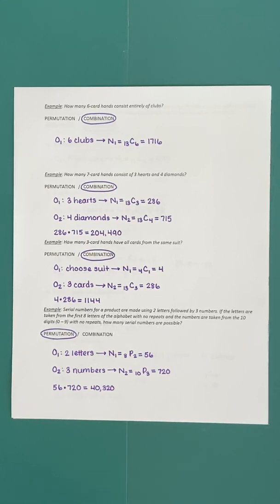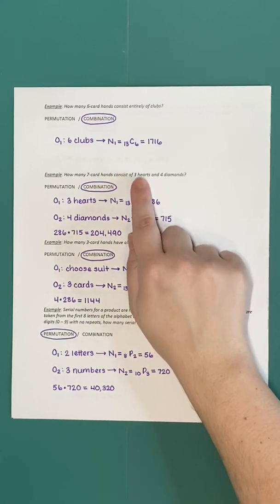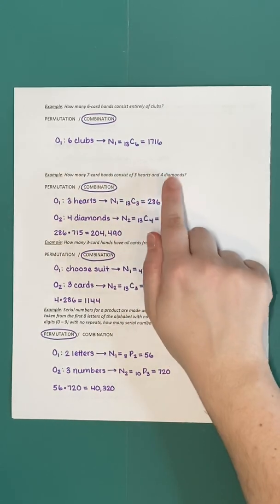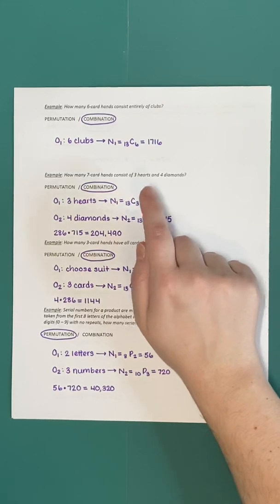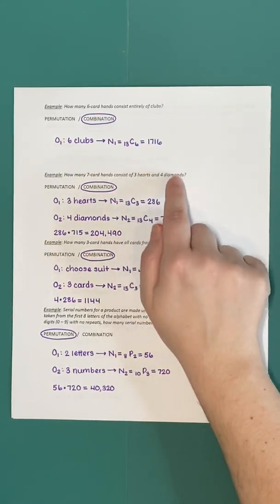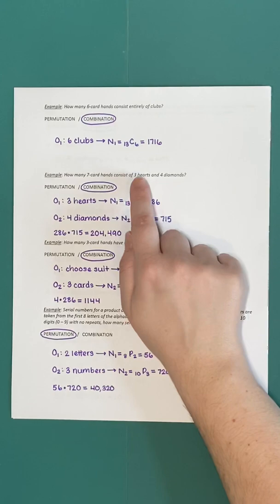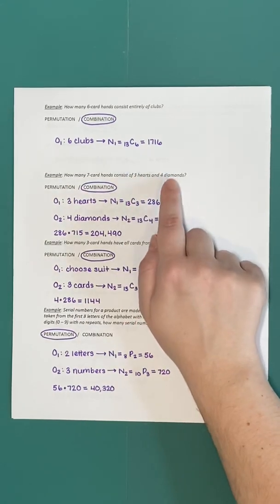Okay, this is also going to be a combination. Order doesn't matter. We're choosing based on restrictions at this point. So we have to choose hearts, 3 hearts specifically, and then diamonds, 4 diamonds specifically. Just like with the aces and kings, we'd have to break this down. Think of this as 2 steps. Step 1 is choosing the hearts, and step 2 is choosing the diamonds.